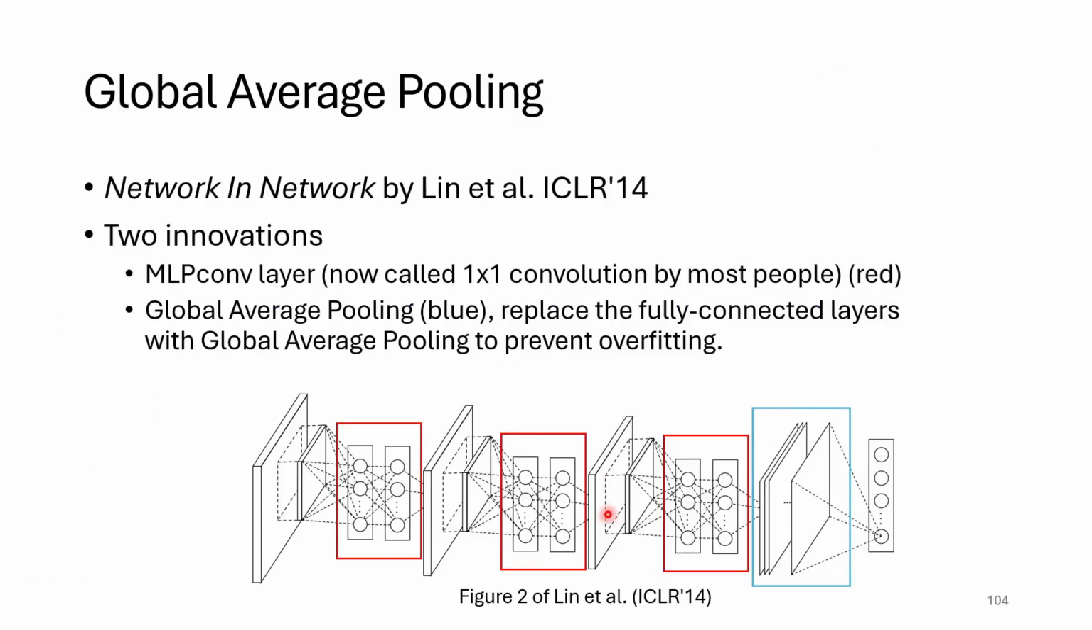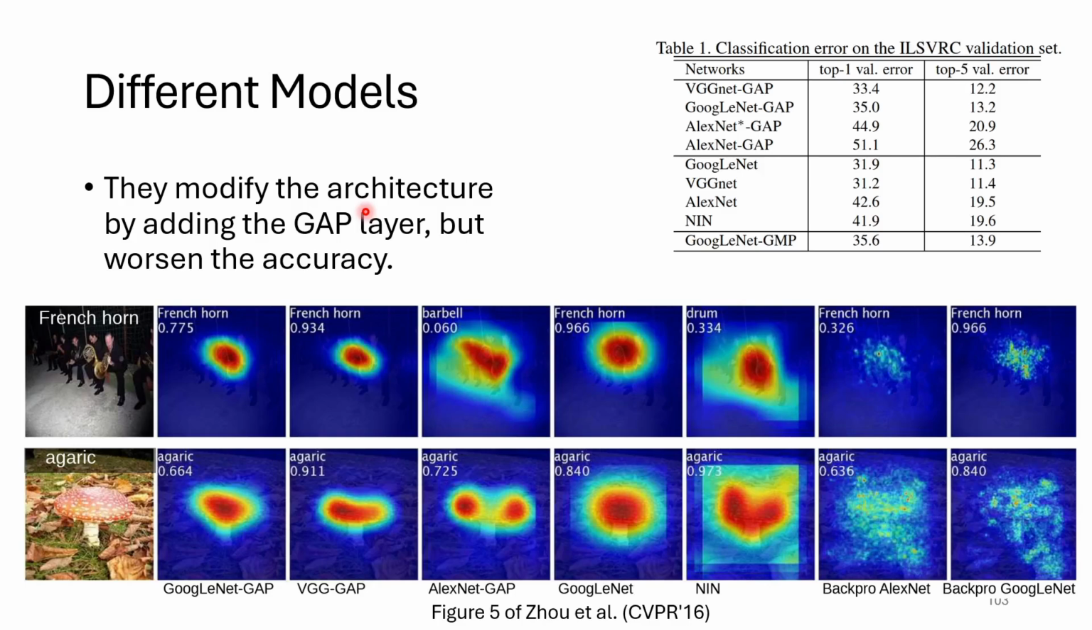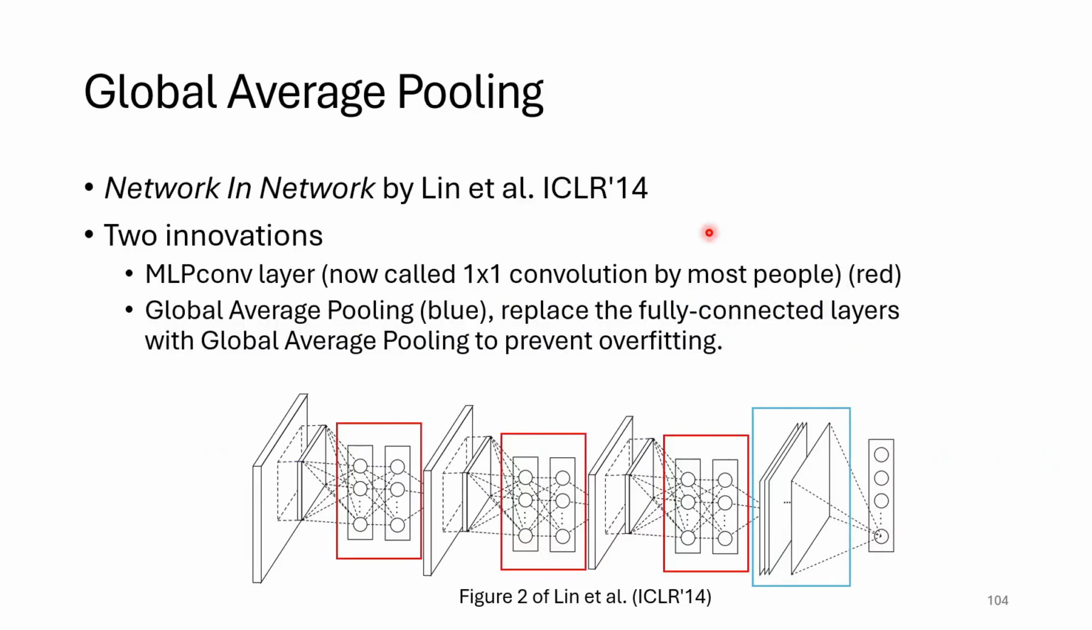All right, so where does global average pooling come from? It comes from another paper called Network in Network. In the Network in Network paper, published in 2014, slightly earlier, there are two key points. The first is global average pooling. So what does it mean?